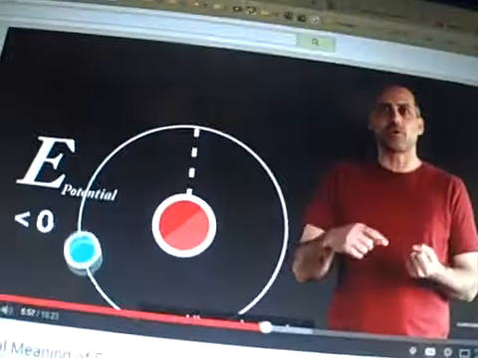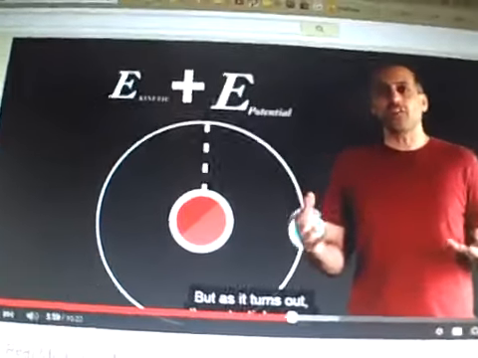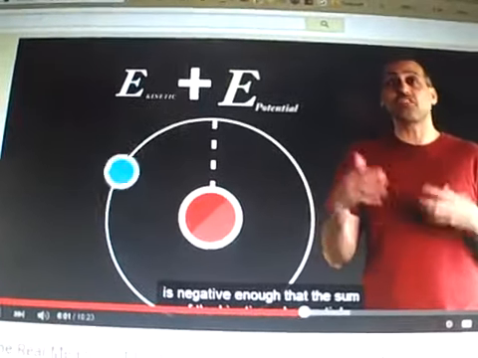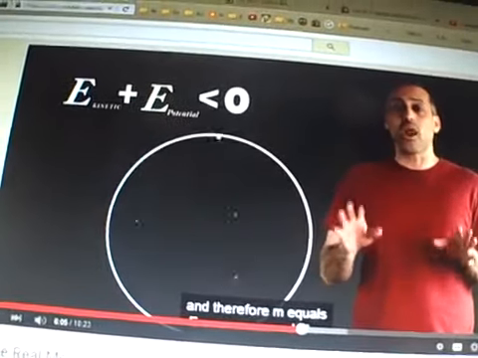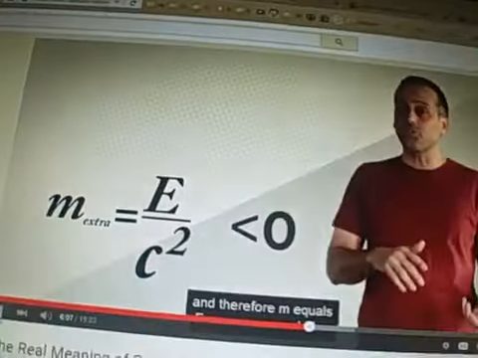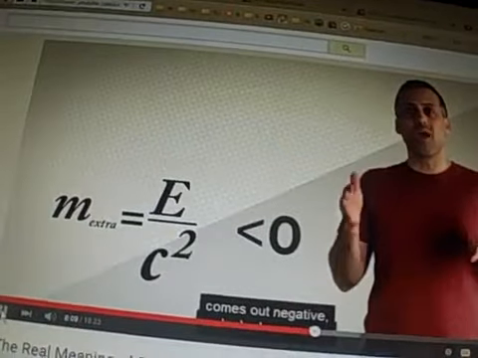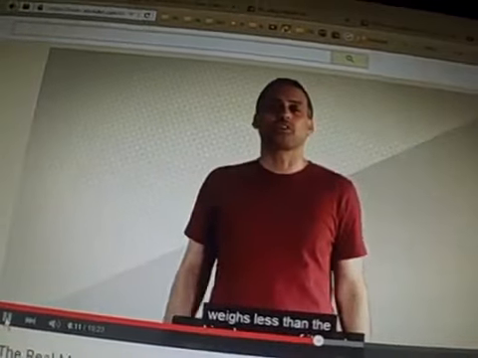"Due to its movement around the proton. But as it turns out, the potential energy is negative enough that the sum of the kinetic and potential energies still comes out negative. And therefore, m equals E/c² also comes out negative, and a hydrogen atom weighs less than the combined masses of its parts." Yeah, booyah. No, sorry. Yeah, no, that's not what's happening.